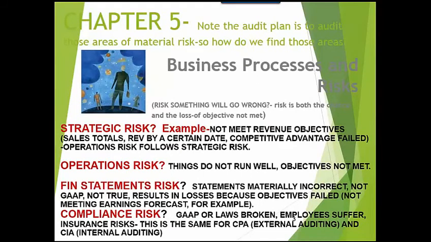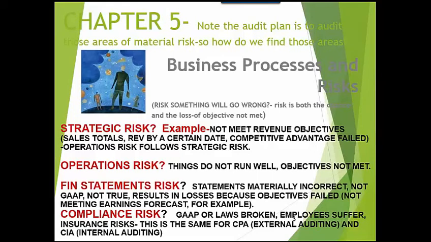So Chapter 5 is we are talking about business processes and risks. So when we talk about risk, what we need to think about is what can go wrong. Now keep in mind that when we talk about risk, we're not talking about something that has gone wrong, only that could go wrong. Okay, so it's very important for us to understand that we're not saying something has gone bad. What we're saying is that something has the potential of going wrong or going bad.